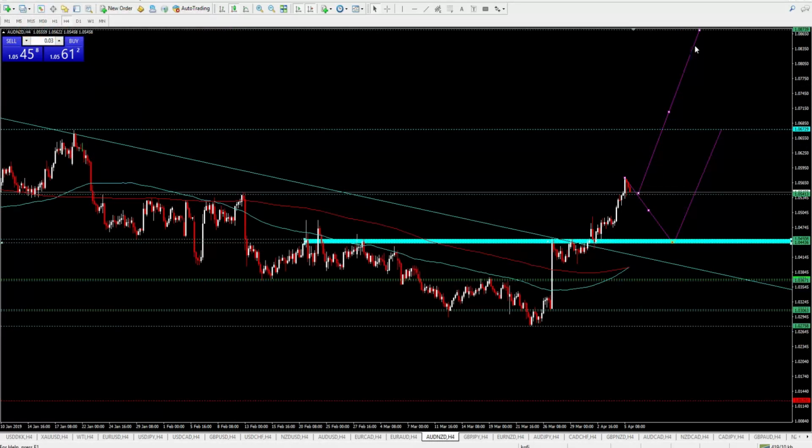Market breaking above this level, 1.06729, and seeing a push up to 1.08739. This is what we should look for.